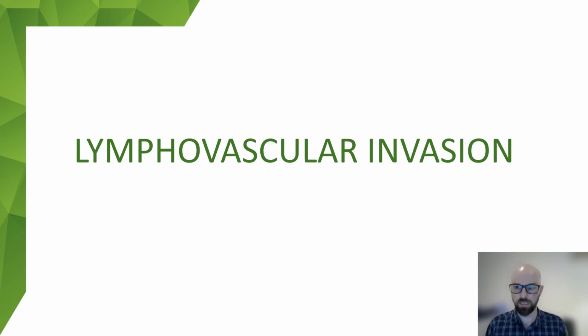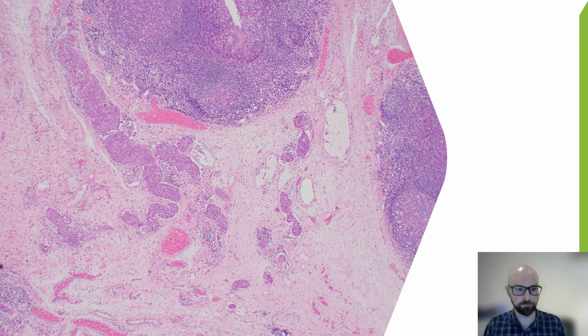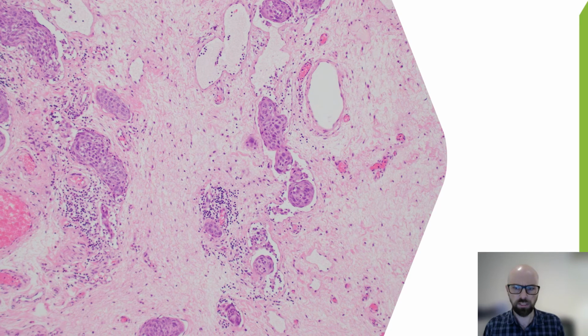Lymphovascular invasion, it's when we see tumour invading into blood vessels and lymphatics. Obviously important to pick up, as the tumour definitely has metastatic potential then. Usually we find lymphovascular invasion around the border of the invasive front of the tumour. In this case, it's pretty straightforward.